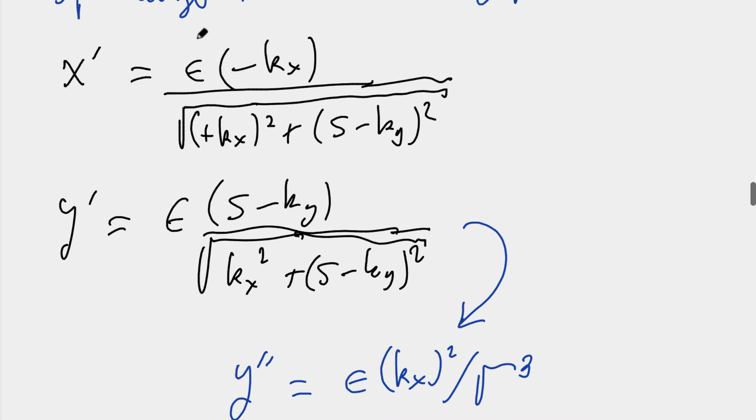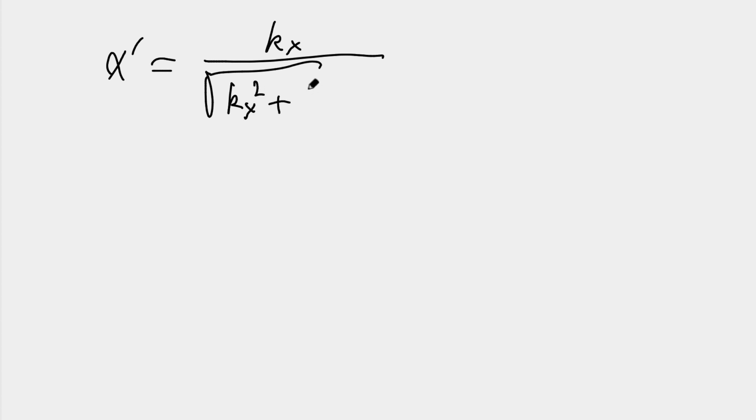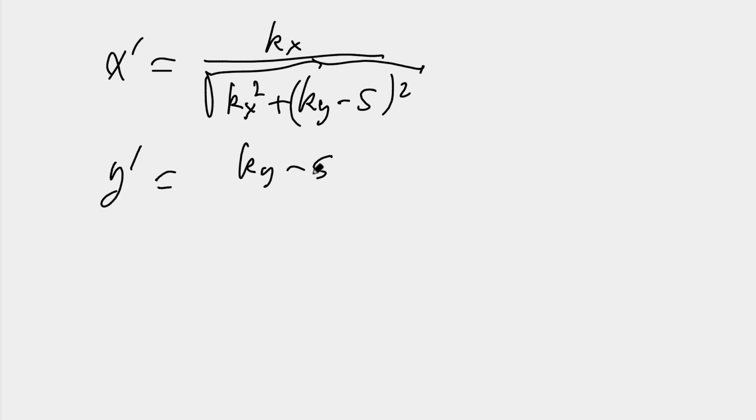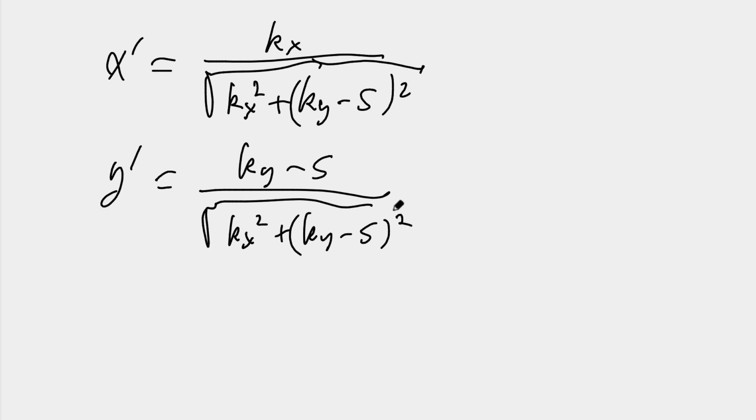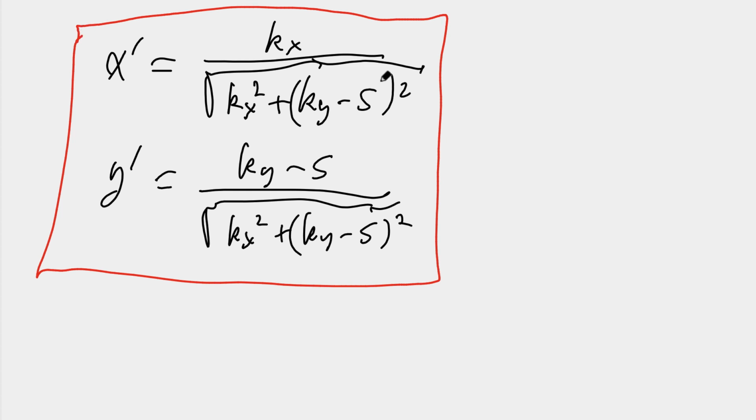So our results for x prime and y prime become the following. We have x prime equals k sub x divided by the square root of kx squared plus ky minus s quantity squared, and y prime is k sub y minus s divided by the square root of kx squared plus ky minus s squared. These equations describe the shape of the chain fountain as a steady state or stationary solution of the equations of motion for a moving chain or cord.